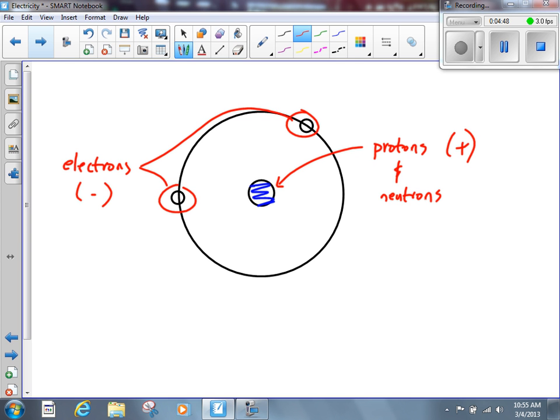We're talking about this on the atomic level, but it also works for objects, right? You rub a balloon against your hair, that balloon sticks against the wall or the ceiling, right? Well, it sticks against the wall or the ceiling because it's got a charge. If it's positively charged, it's got more protons than it has electrons. If that balloon is negatively charged, it's got more electrons than protons.